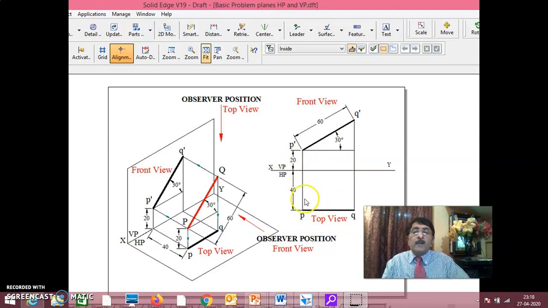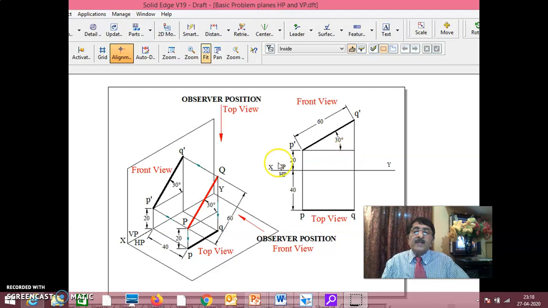Now I have drawn a problem where the line is parallel to VP, because the true length is in front of you. The line is parallel to VP, inclined at 30 degrees to HP, and measures 60 mm. One end is 20 mm above HP, 40 mm in front of VP. This is the problem. In case they say one end is touching HP, immediately make the 20 mm above HP zero. You make it P dash on XY and P dash Q dash, you write it this way.